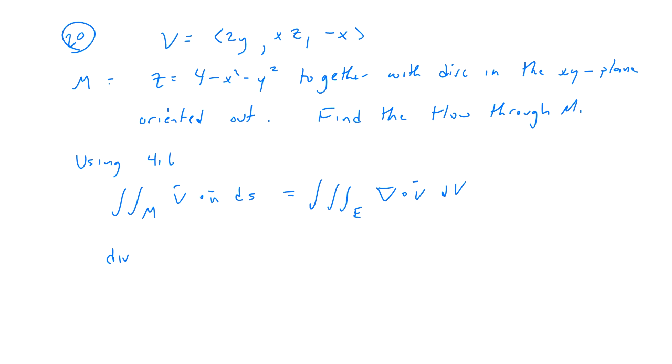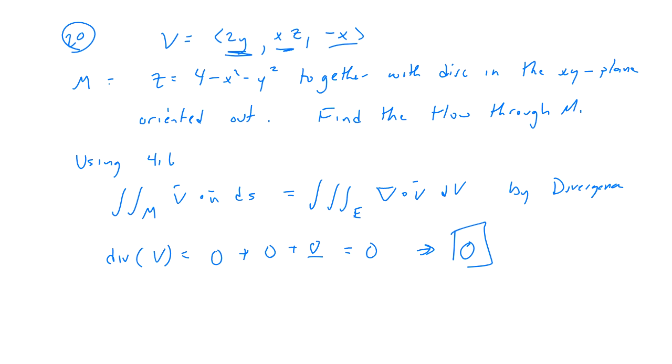So this is about the divergence. Because it's the derivative of this first term with respect to x, which is 0, plus the derivative of the second term with respect to y, which is 0, plus the derivative of this third term with respect to z, which is 0. So we're doing the triple integral of 0, which of course is 0.